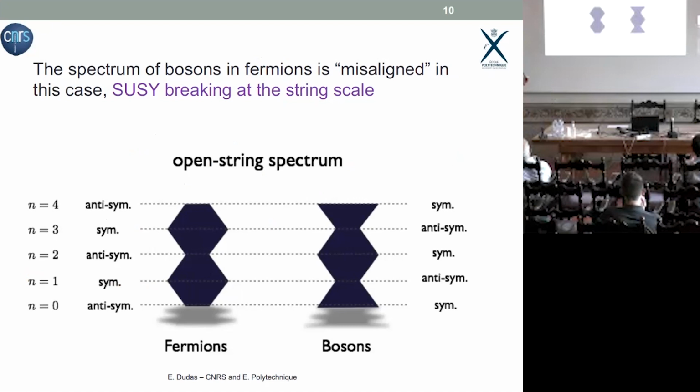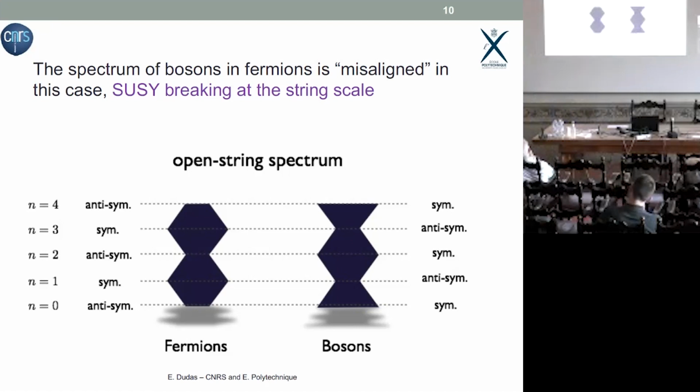You break supersymmetry at this string scale. If you look at the massless level, fermions are in the antisymmetric representation of some gauge group, and bosons are in the symmetric. At the first massive level, it's the opposite. They are always, if you want, misaligned. If you want to search for the partners of these fermions, you have to go to the first massive level for the bosons, and you can interpret this as supersymmetry breaking at the string scale.